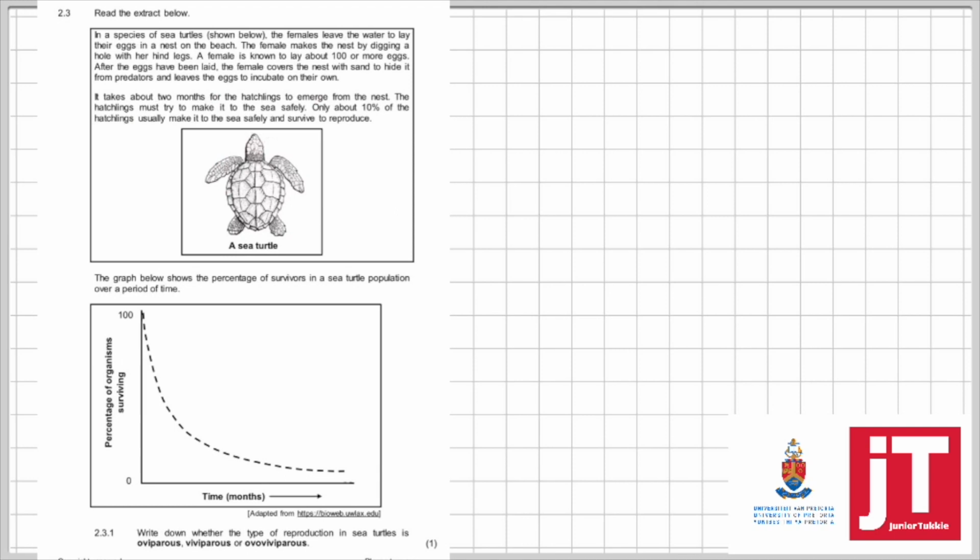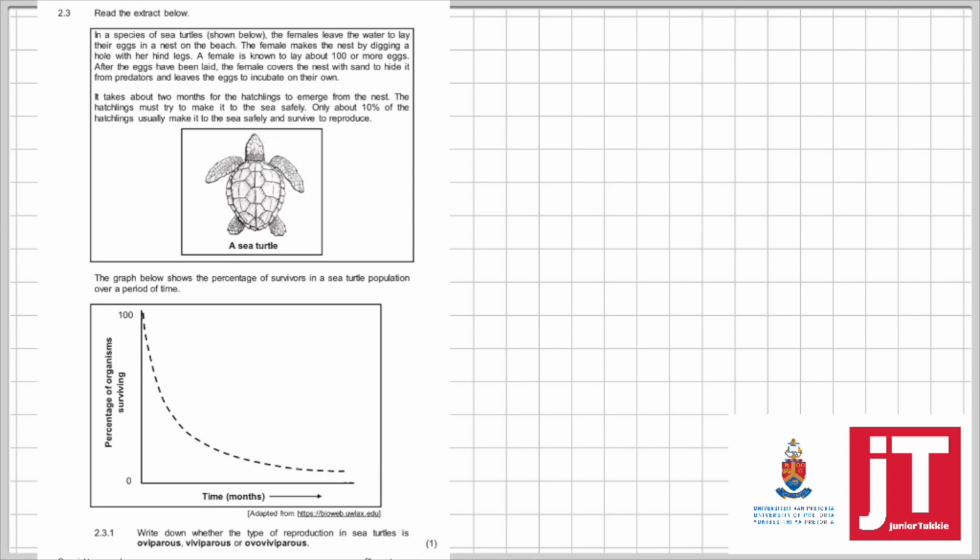2.3, let's read. In a species of sea turtles shown below, the females leave the water to lay their eggs in a nest on the beach. The female makes the nest by digging a hole with the hind legs. The female is known to lay about 100 or more eggs. After the eggs have been laid, the female covers the nest with sand to hide it from predators and leaves the eggs to incubate on their own. It takes about 2 months for the hatchlings to emerge from the nest. The hatchlings must try to make it to the sea safely. Only about 10% of the hatchlings usually make it to the sea safely and survive to reproduce. Then we have a graph below that shows the percentage of survivors in a sea turtle population over a period of time.